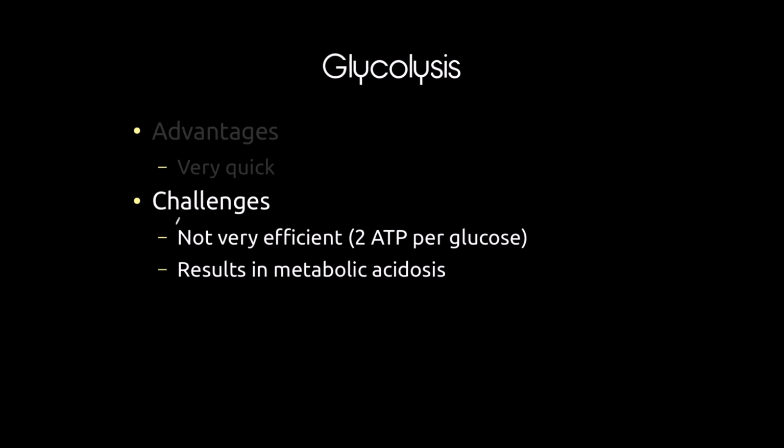Also, it results in metabolic acidosis, because at the anaerobic endpoint of glycolysis, you end up with lactate. The problem with lactate is that its pH is very low, and so this is going to perturb a lot of the other biochemical reactions that are happening in the muscles. Now, they have some ways to try to buffer that, but it's still not an ideal situation.